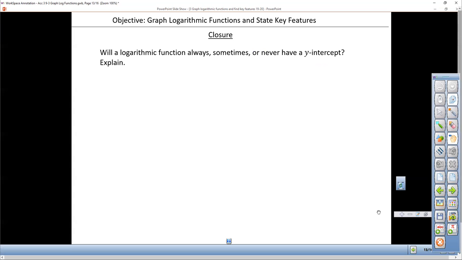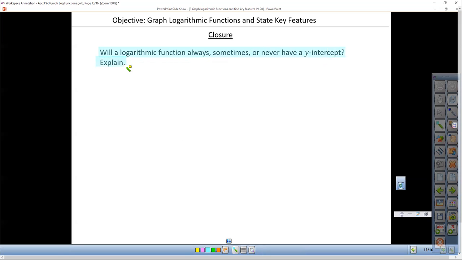So now we're going to look at closure. And closure here is important. We're looking at, will a logarithmic function always, sometimes, or never have a y-intercept, and be able to explain your conclusion. So we looked at this type of thing for exponential functions also, y-intercepts and zeros, and what we knew about them for exponential functions. Here we're doing the same for our logarithmic function.